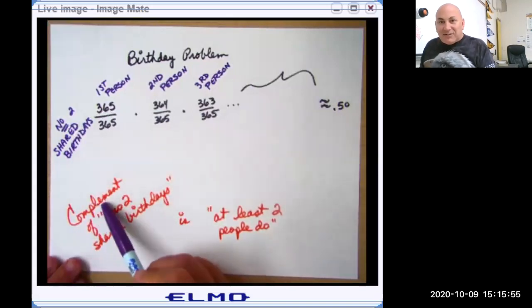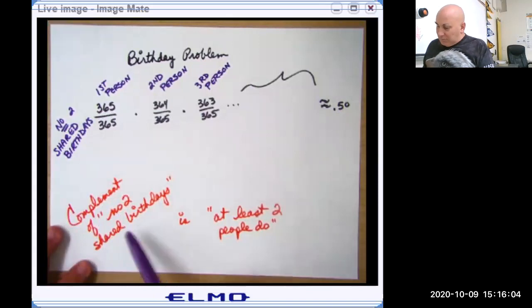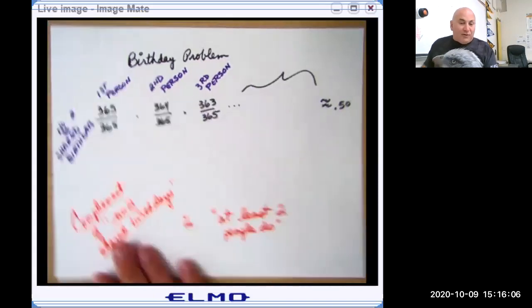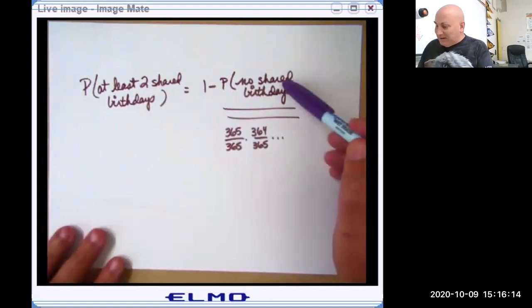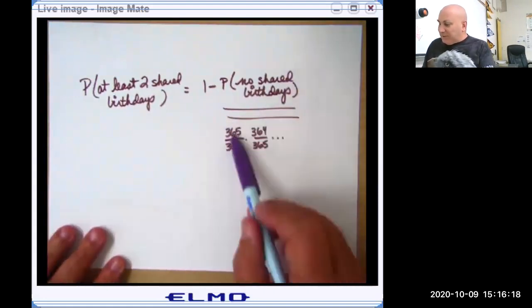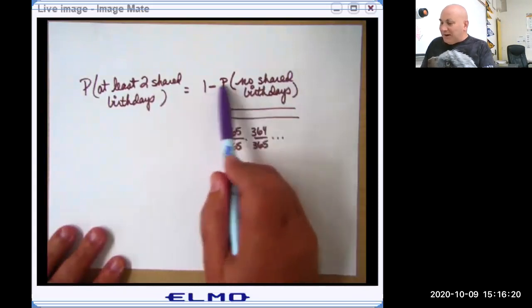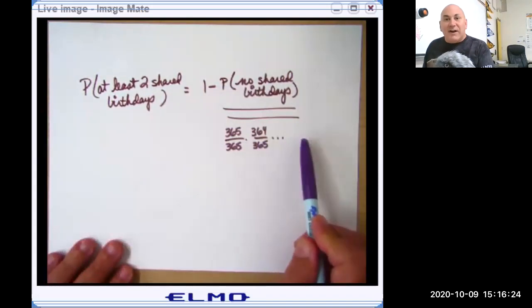The complement of that is the probability that at least two people do. So the probability that at least two people have the same birthday is 1 minus the probability that nobody does. So if all of these equal about 50%, then 1 minus that's going to be 50%. And then you count, and there will be 23 of these fractions.